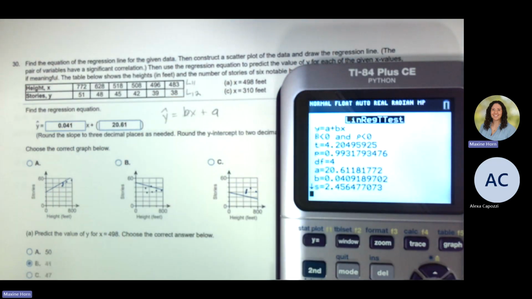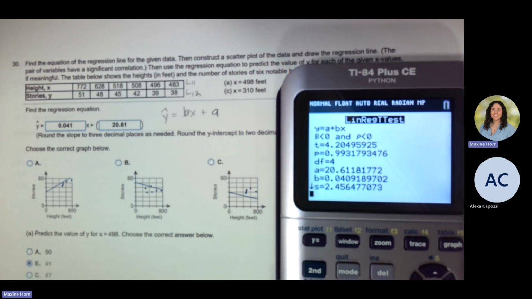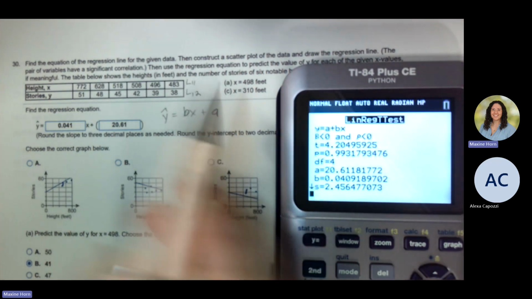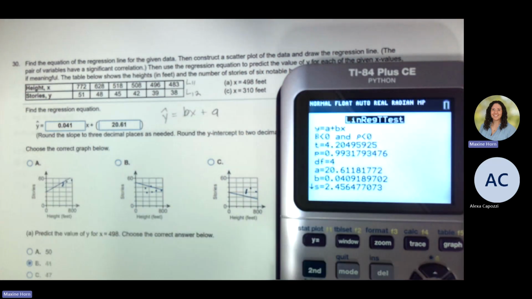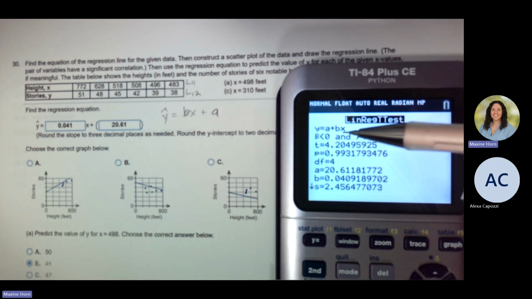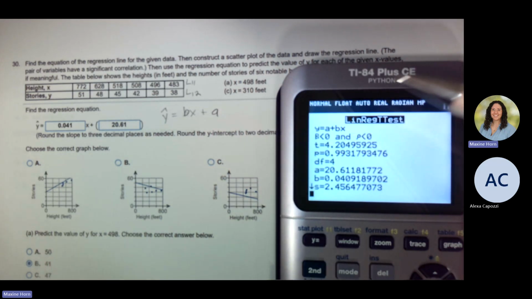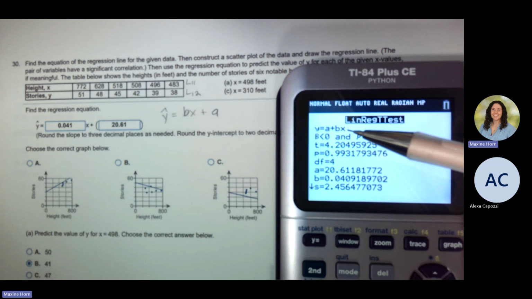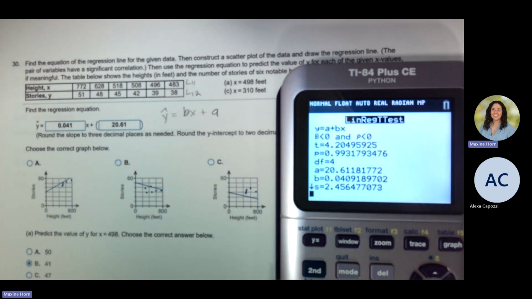BX plus A, sorry, BX plus A. So they haven't told you those letters, but they're reminding you that the thing attached to the X has to go first. And this is telling you that the B is attached to the X. So if you ever get confused as to which one is supposed to be attached to the X, it tells you right here in your calculator. The B is attached to the X. So you don't have to memorize that if you're having trouble with it.